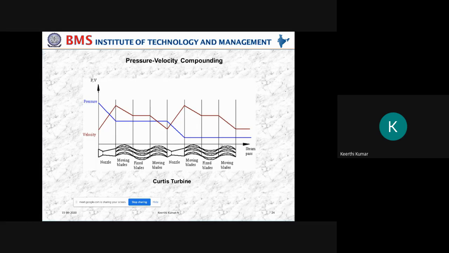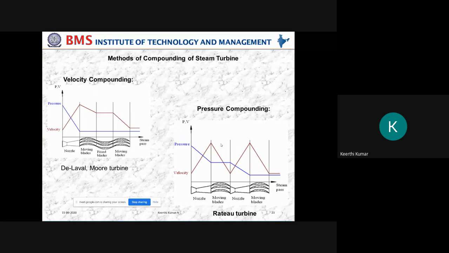I will post the notes later. Once the chapter is completed, I will post the complete notes of the steam turbine. But here, as a PPT, I gave only the figure and I have explained. You should learn how to explain if it is asked in the exam. Observe here, on the y-axis we have pressure and velocity. On the x-axis we have nozzle, moving blade, fixed blade, moving blade. That means how the steam is passing.